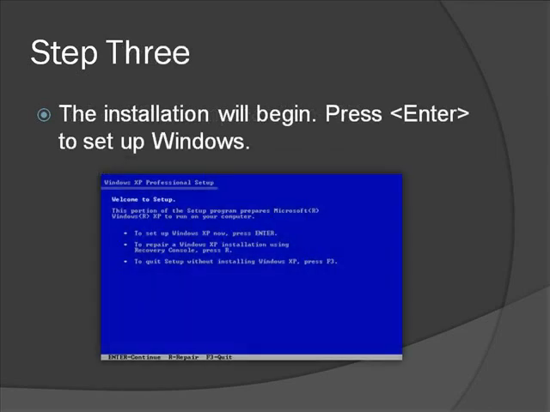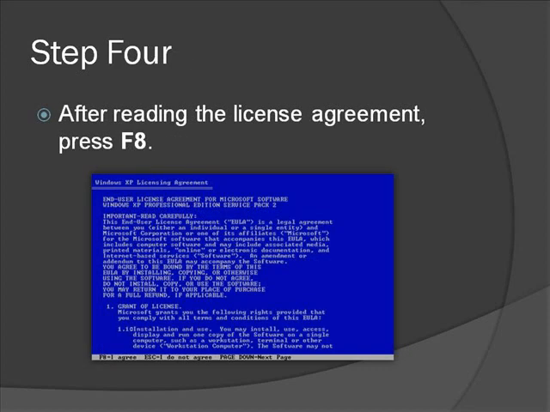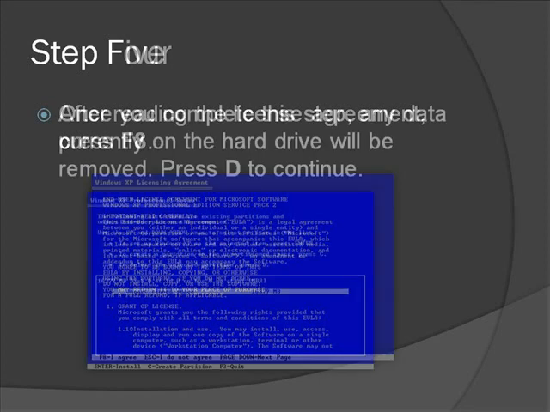Windows XP setup has begun. You must use the keyboard during this portion of the setup because your mouse will not work. Press Enter to set up Windows. Read the licensing agreement. Press the page down key to scroll to the bottom of the agreement. Then press F8 to agree.